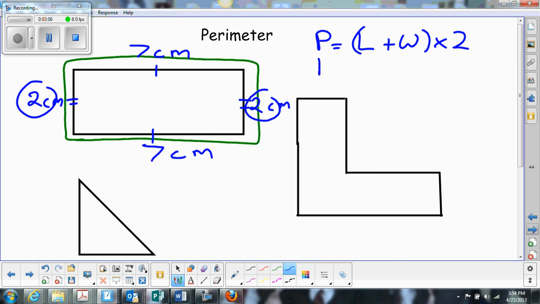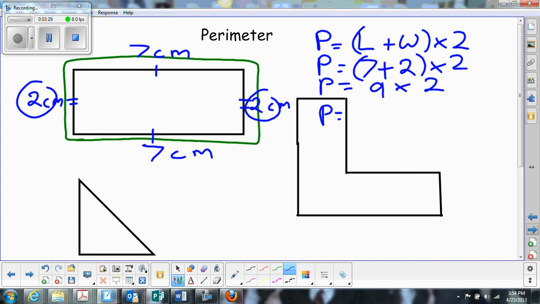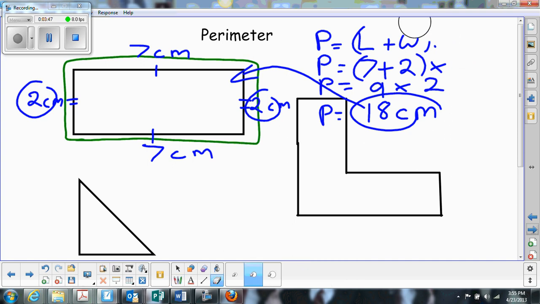Okay, so it becomes perimeter equals length, which is 7, plus width, which is 2. You keep that in the bracket because you have to do it before multiplying, times 2. Perimeter equals 9 times 2. And I'm going to go inside this right now. Perimeter equals 18 centimeters. So the perimeter of this shape right here is 18 centimeters. Okay, what you're doing is you're adding all the sides around the outside. Okay, let me just erase this here.